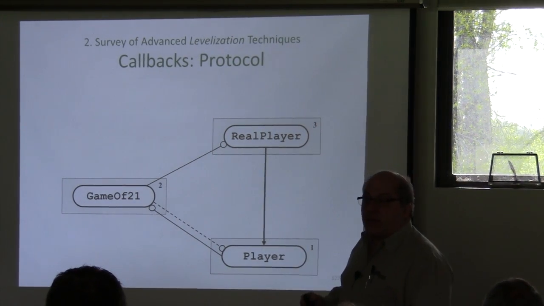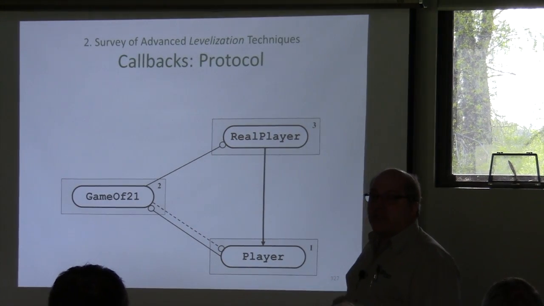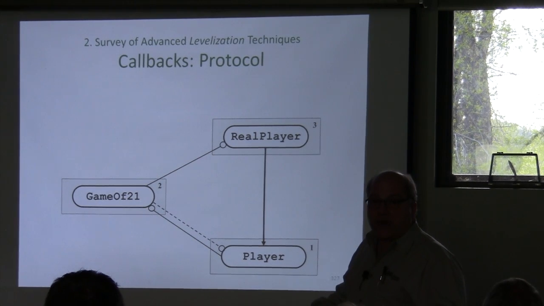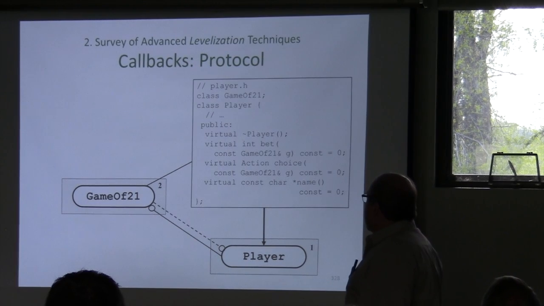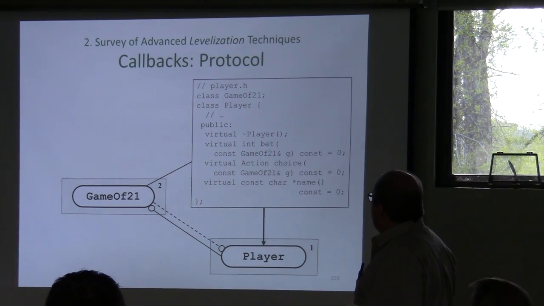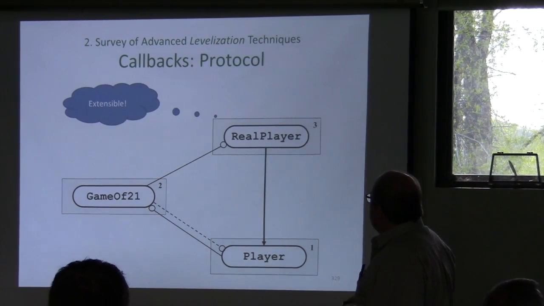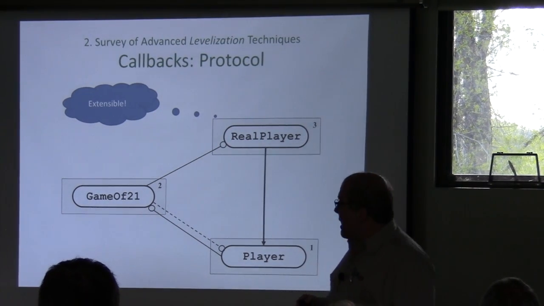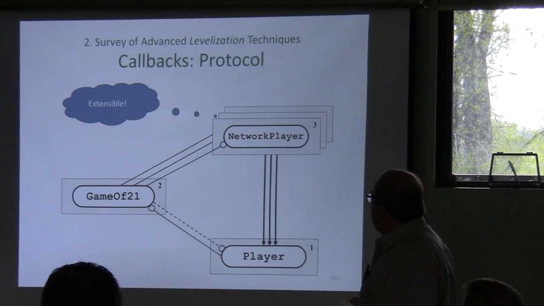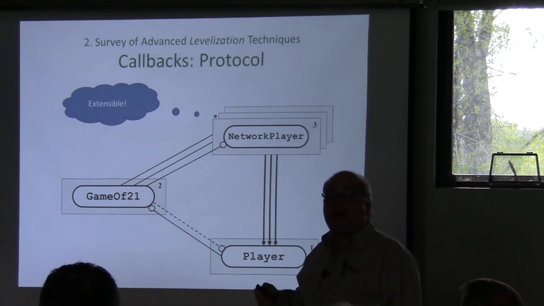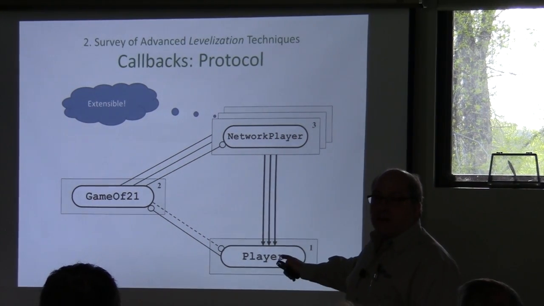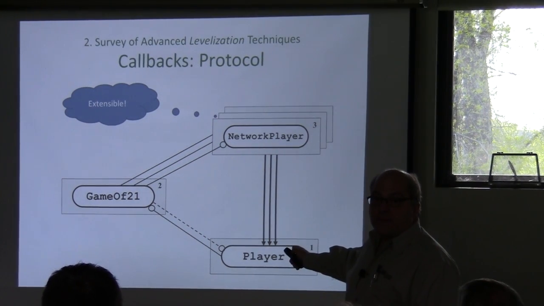Sometimes you can afford the extra overhead in virtual function calls, especially when you're dealing with a game like 21 where you have human beings operating in real time. There is no issue about performance, perhaps. That's not always the case. So here I have my abstract player, and the real player doesn't have to be the real player anymore. Now the real player could be a test player, could be a network player, so we just gained a lot of flexibility. So this is a much more flexible and maintainable design.